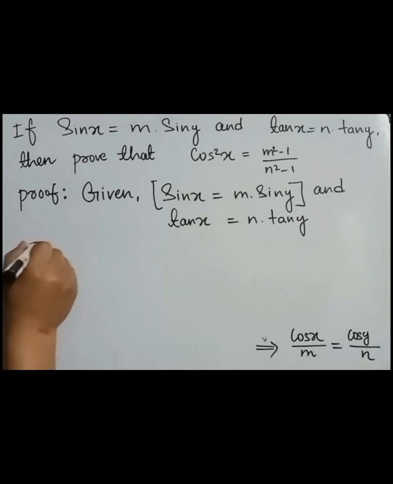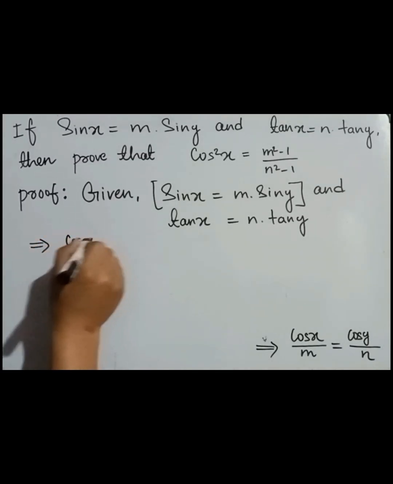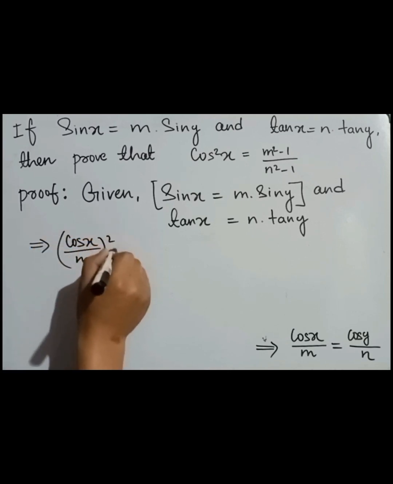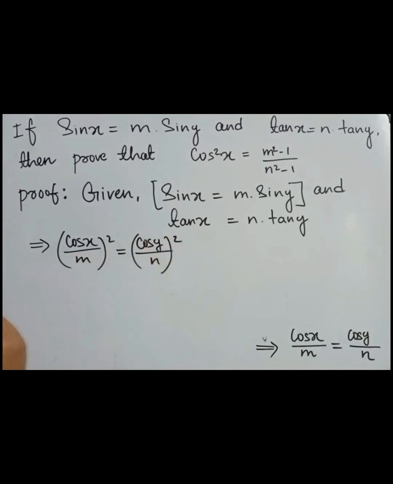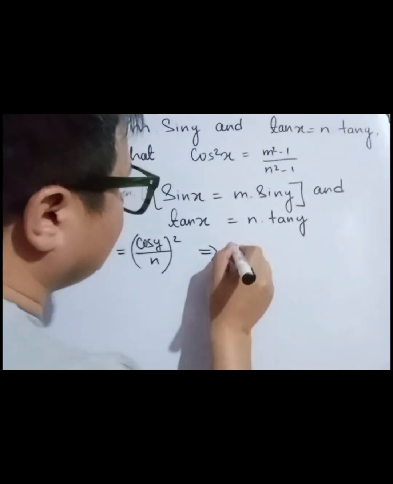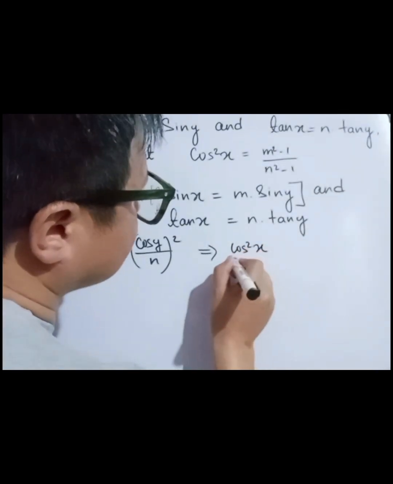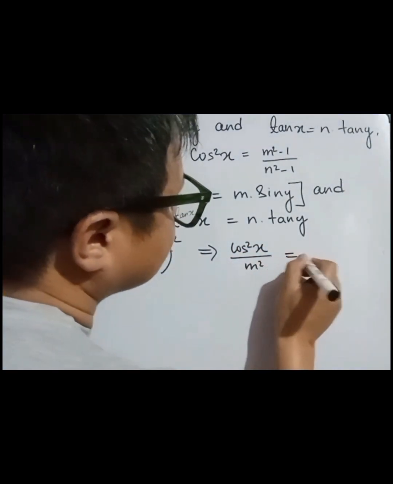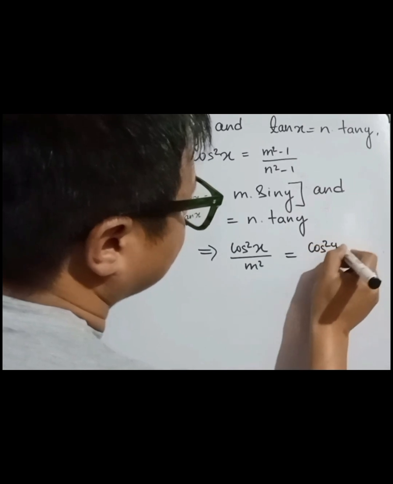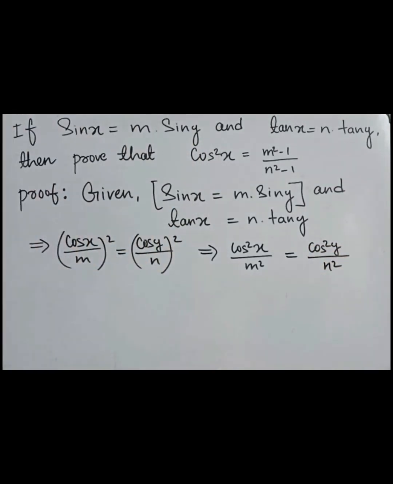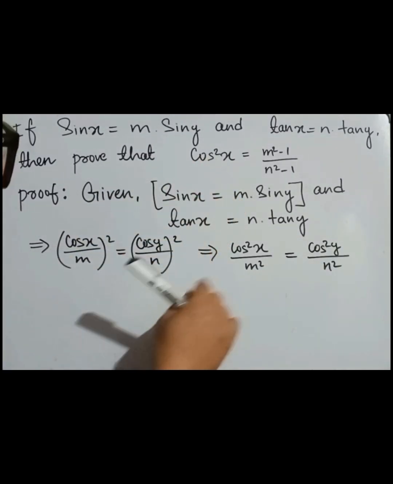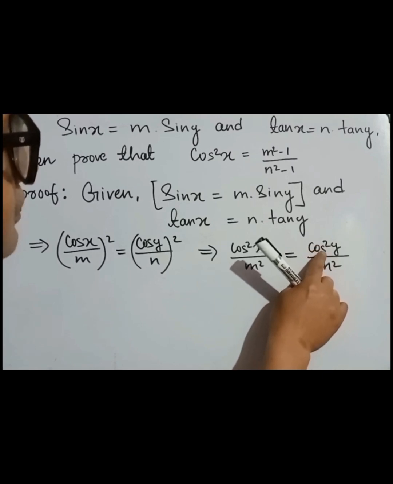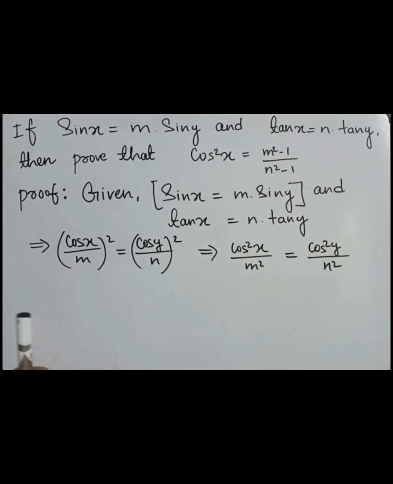Now we can square both the sides. We can raise both sides to power 2. So by doing so, we get cos x upon m whole square is equal to cos y upon n whole square. And in the next line, we can open brackets. This gives cos square x upon m square is equal to cos square y upon n square. Since we want to prove this, we have to convert the right hand side, cos square y. We have to remove this and bring here either cos x or sin x.